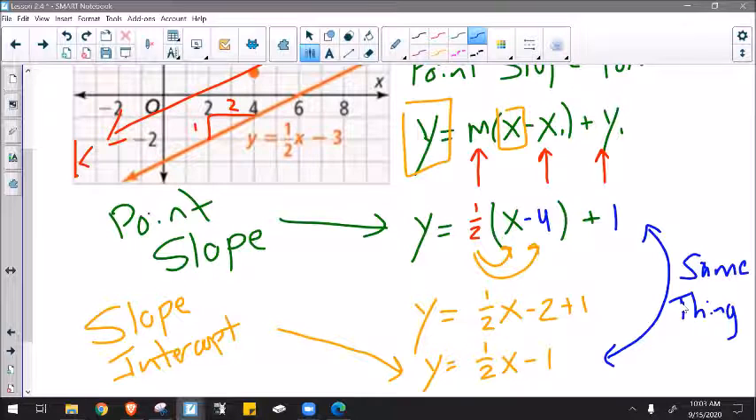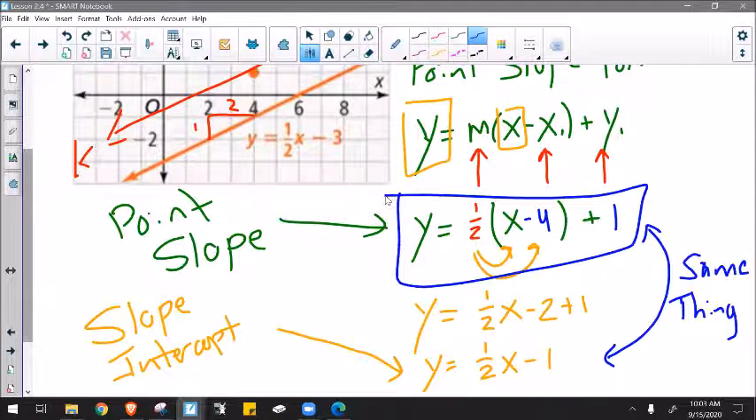I'm sure you guys all saw that TikTok of that girl asking what y equals mx plus b even means or where it comes from. So if you want to use this one, go for it.